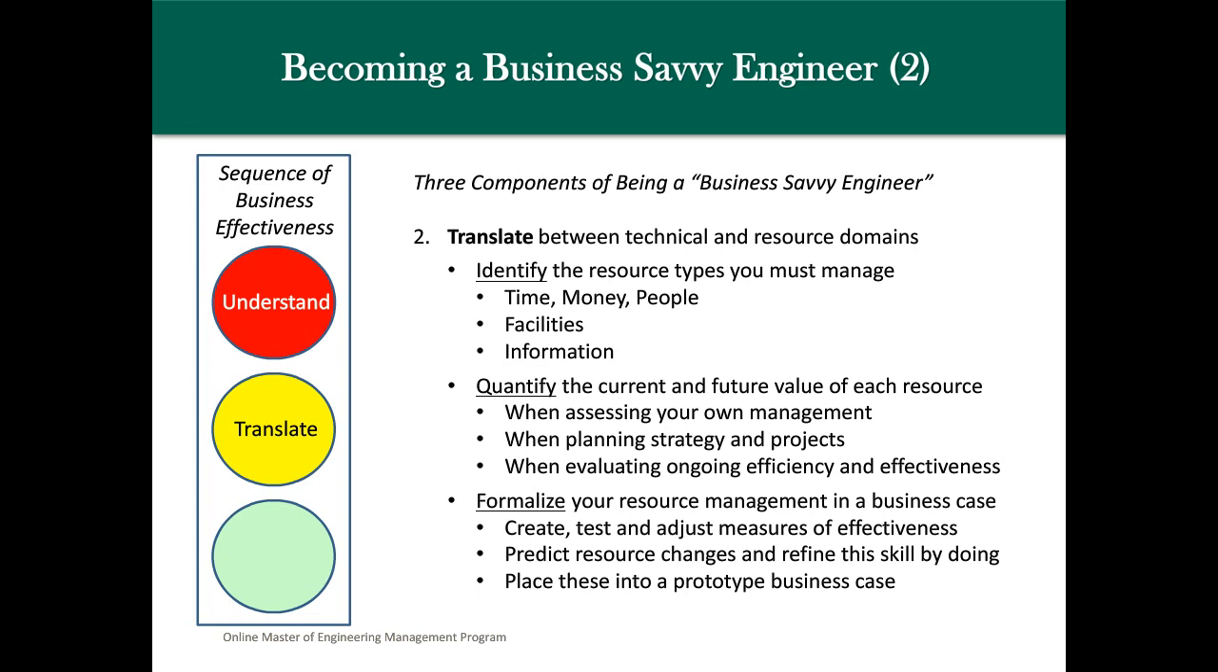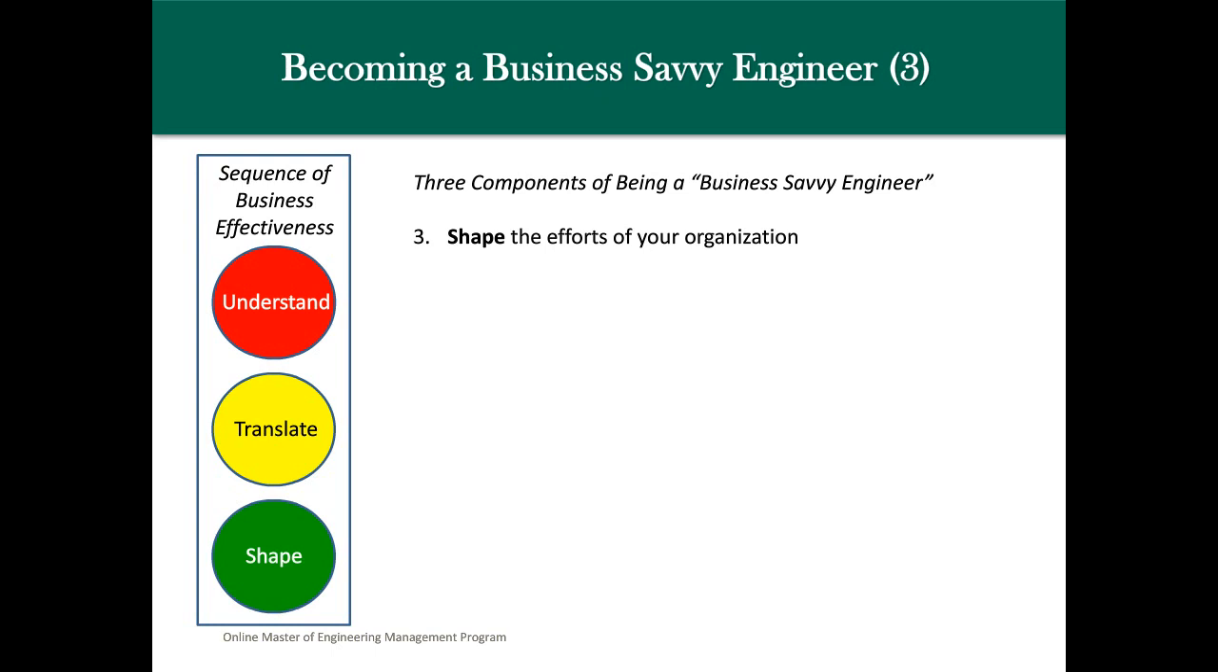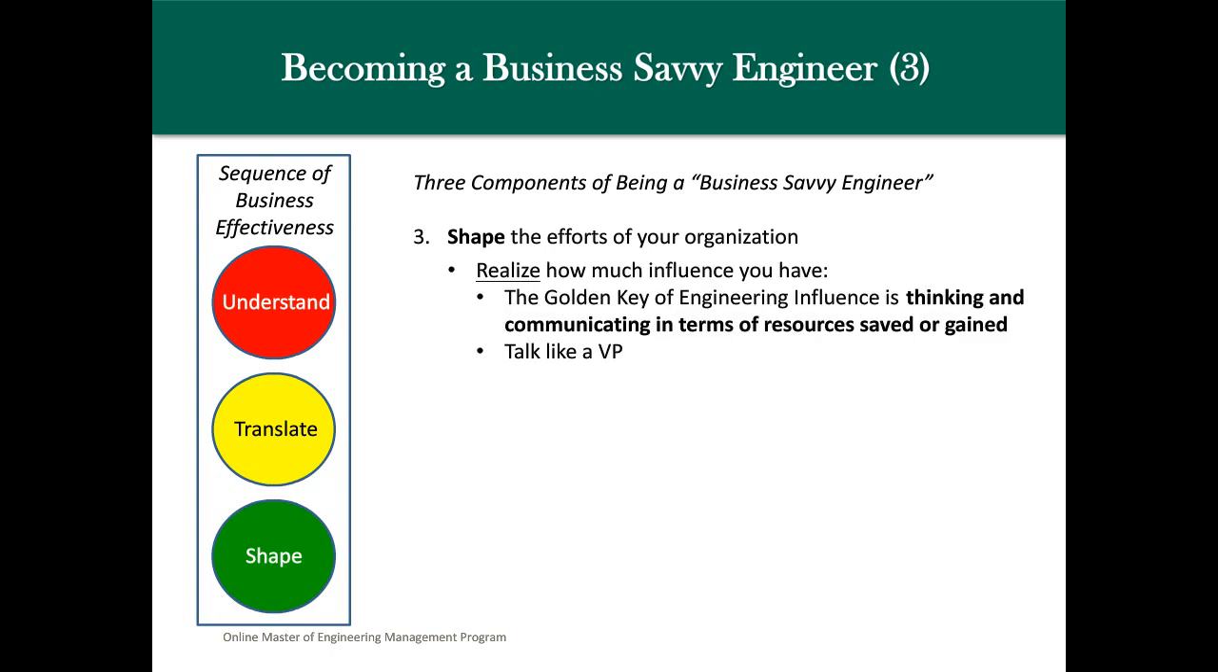So translating between the technical and resource domains, if you can't do it, your effectiveness beyond your own engineering world will be fairly limited. And the third area is to use all of the foregoing to shape the efforts of your organization. First thing is someone told me, and I've absorbed ever since then, is that I need to realize the influence that I have. And so what I call the golden key of engineering influence is this. It's thinking and communicating in terms of resources saved or gained.